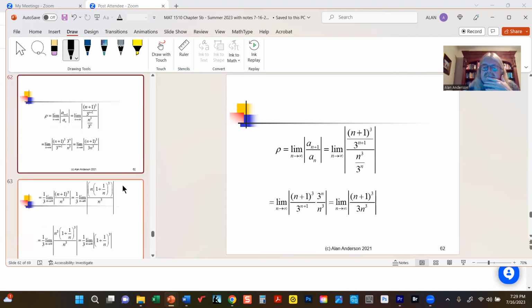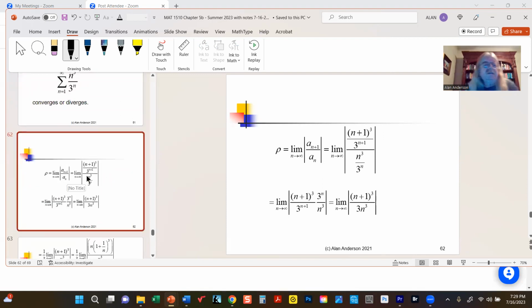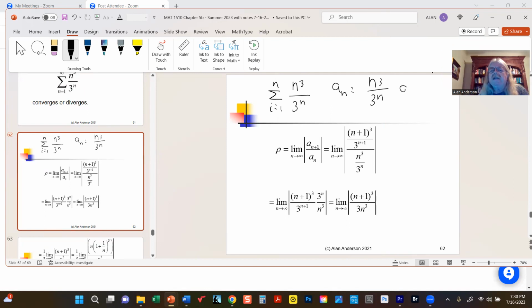So here's what we need to do. Given that the series is n cubed over 3 to the n, we can write a general term: any term a_n is equal to n cubed over 3 to the n, which implies that a_(n+1) will be (n+1) cubed over 3 to the (n+1) power.